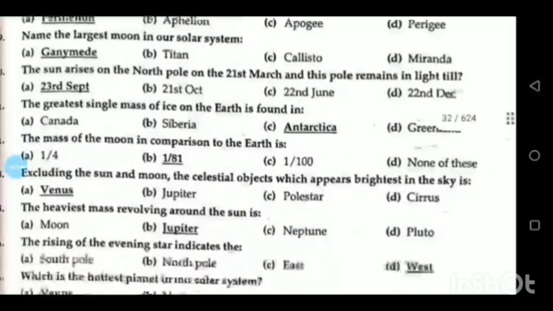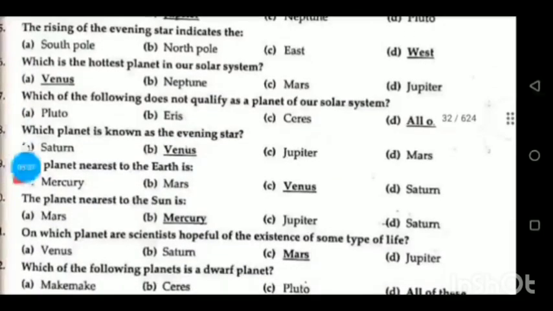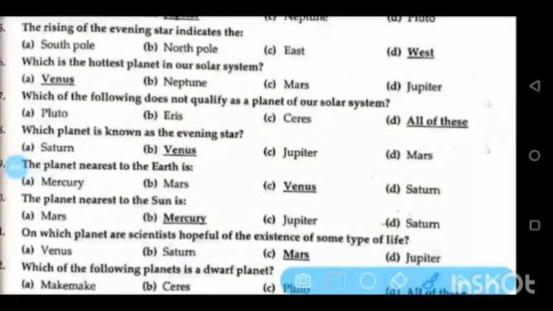Excluding the Sun and Moon, the celestial object which appears brightest in the sky is Venus. The heaviest mass revolving around the Sun is Jupiter. The rising of the evening star indicates the west. Which is the hottest planet in our solar system? Venus. Which of the following does not qualify as a planet of our solar system? All of these.